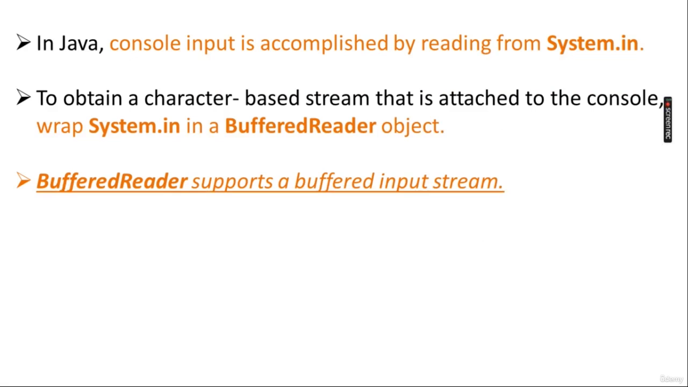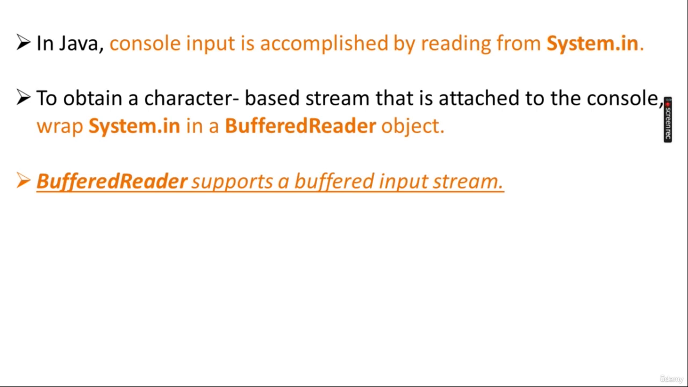Console input is accomplished by reading from System.in. To obtain a character-based stream that is attached to a console, wrap System.in in a BufferedReader object. Okay. So if you want to access a character-based stream that is attached to the console, you have to wrap System.in in a BufferedReader object. And BufferedReader supports buffered input.